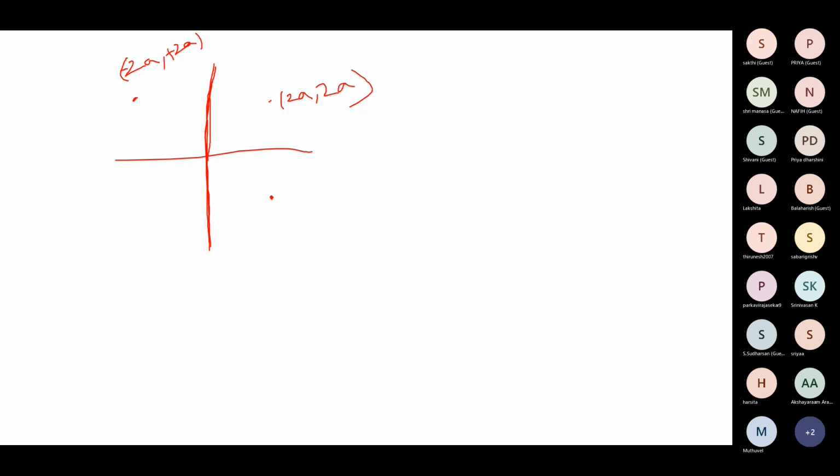Children, the reflection of this point with respect to the y-axis will be formed here. Use the same coordinates, 2a, 2a. The signs will be taken depending on the quadrant in which the reflection is formed. The reflection is formed in the second quadrant, where the signs are minus, plus. So minus 2a, plus 2a.